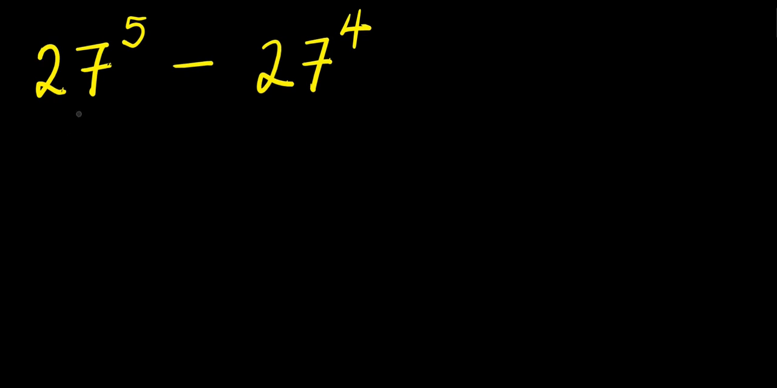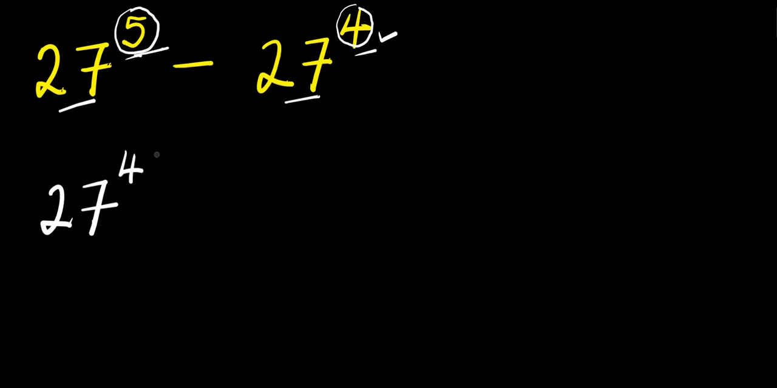Okay guys, we have another interesting one again. 27 power 5 minus 27 power 4. How do we start? Here is power 4. Here is power 5. I can decide to express 5 as summation of 4 and 1 because there is 4 here already. This will give me 27 power 4 plus 1 minus 27 power 4.